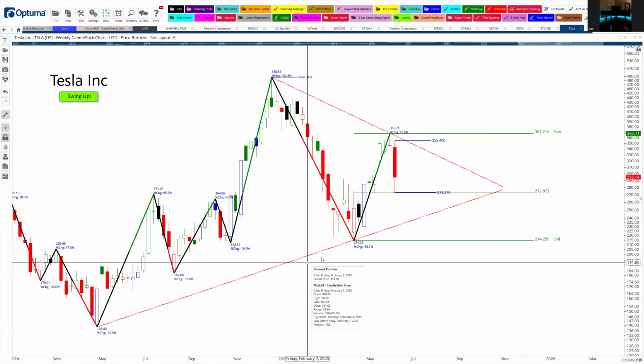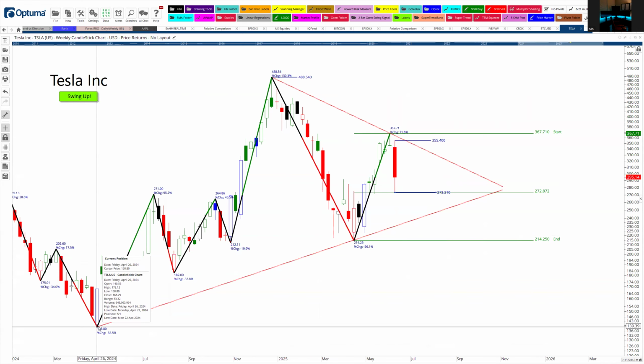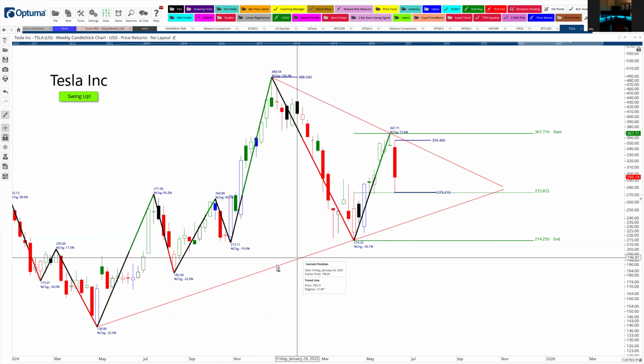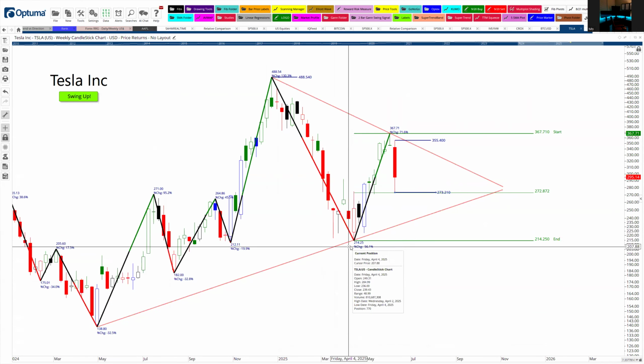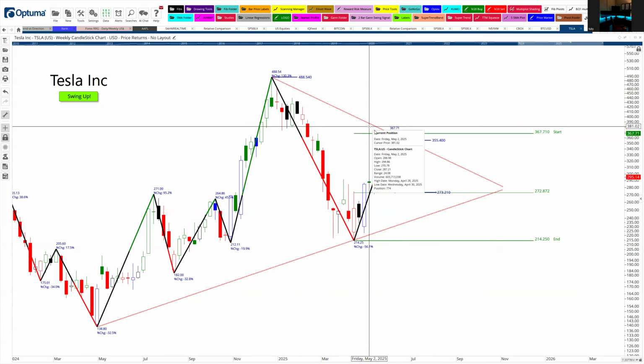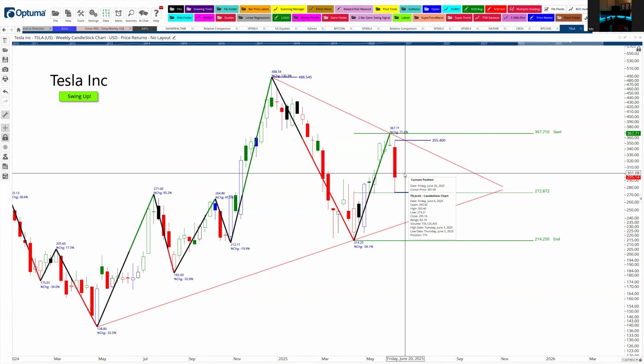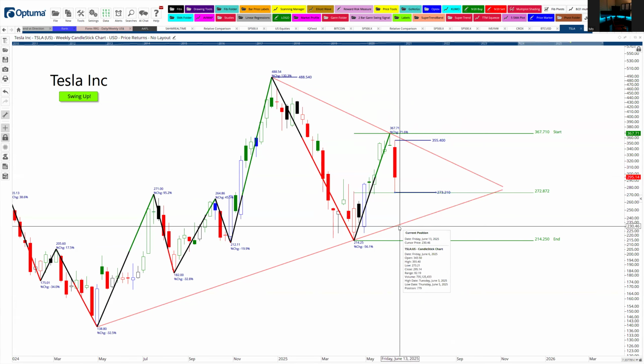This decline off from this low, the 253 and 56% decline that we had, when you connect this, it's just starting to give you a pretty tight trading range.